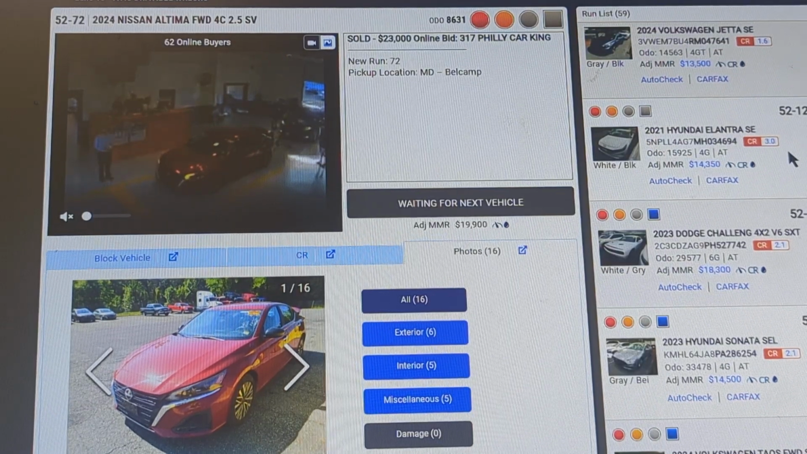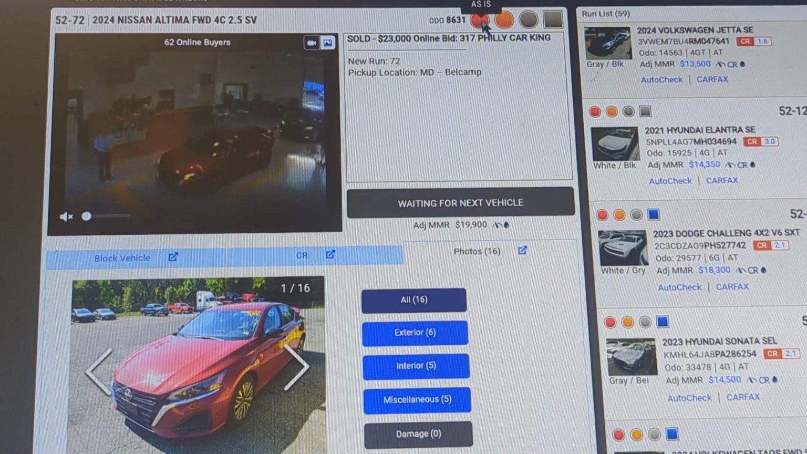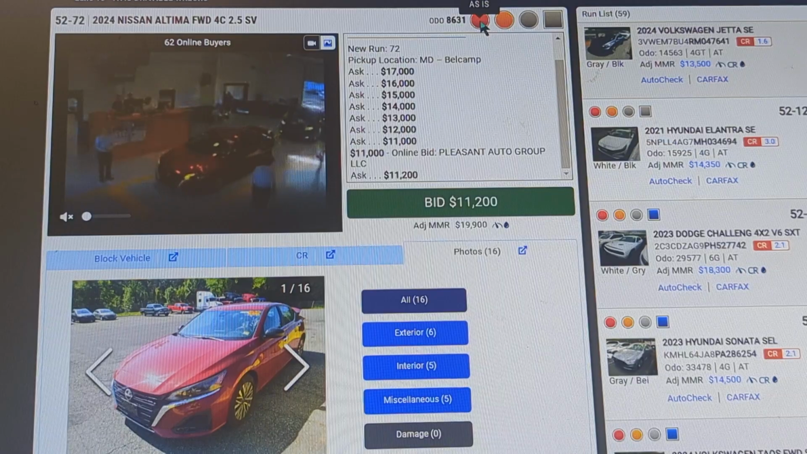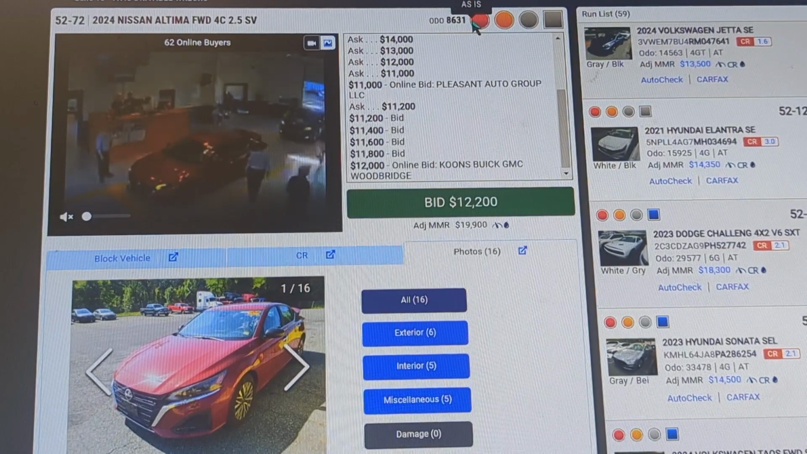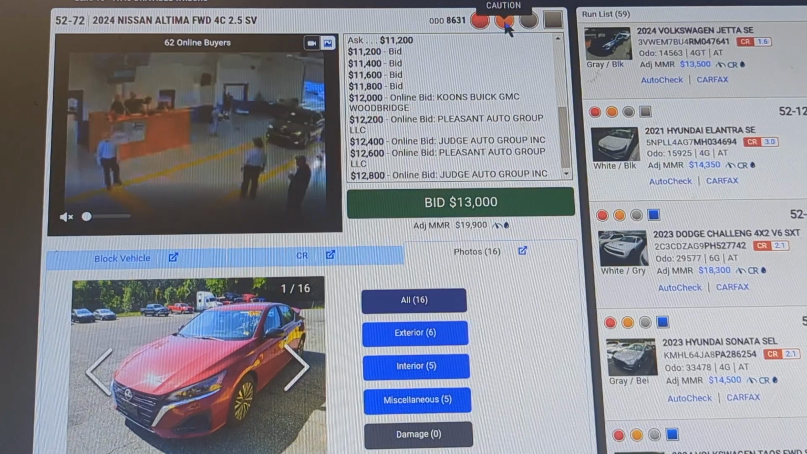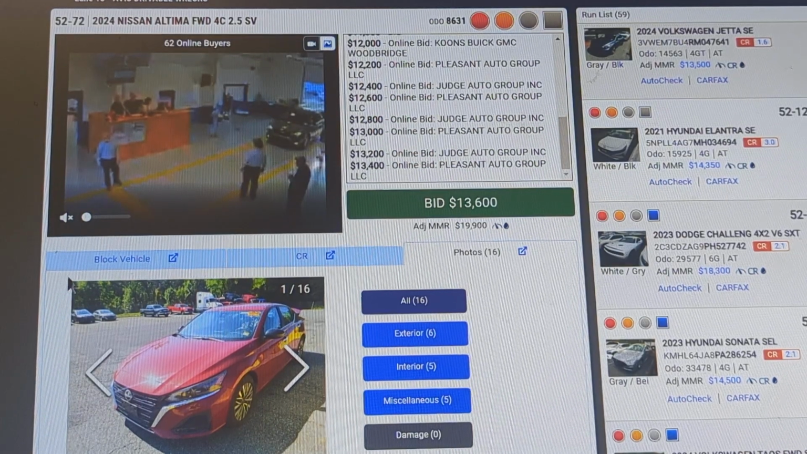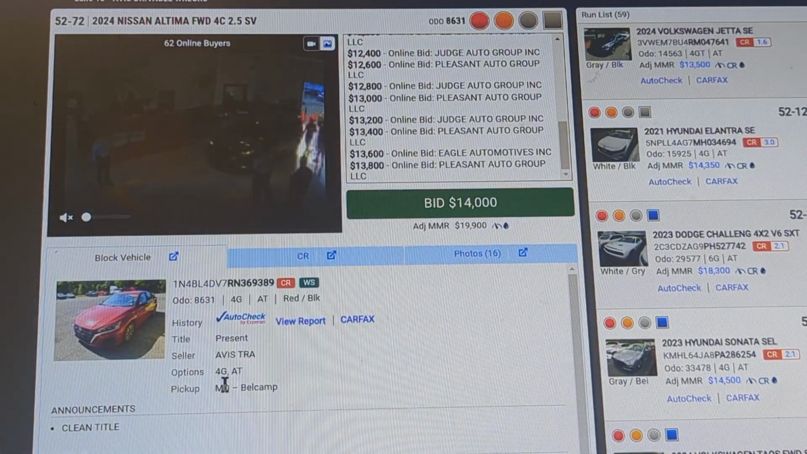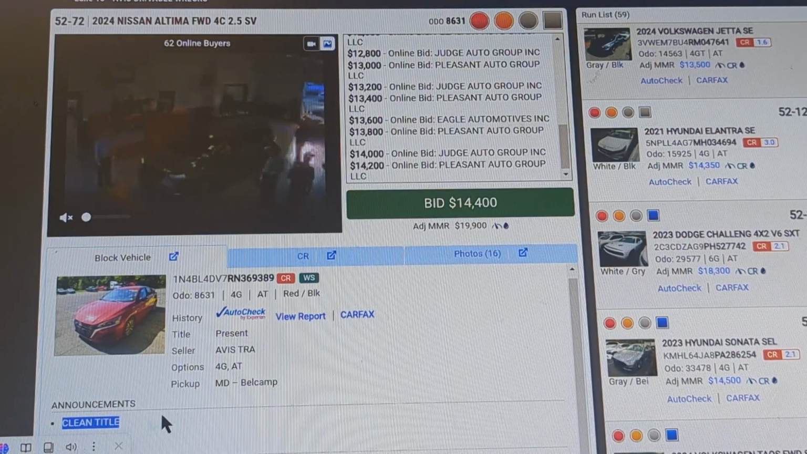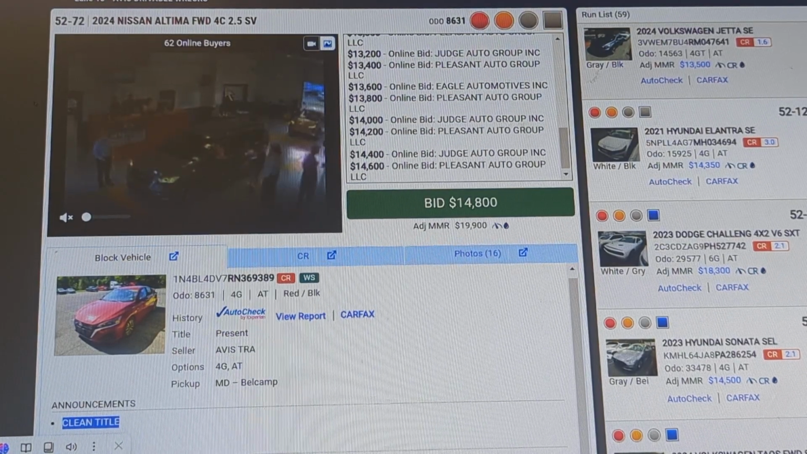One very important one is the light. Red light means as is. You cannot arbitrate it. The only things you could arbitrate on a red light car would be if the mileage is not correct, or if the car has a restored title but it was not announced. If it's got frame damage, you can also usually arbitrate that. Caution is like some note, so it could be any kind of note. In this case it just says clear title, so that's the announcement for the auction.